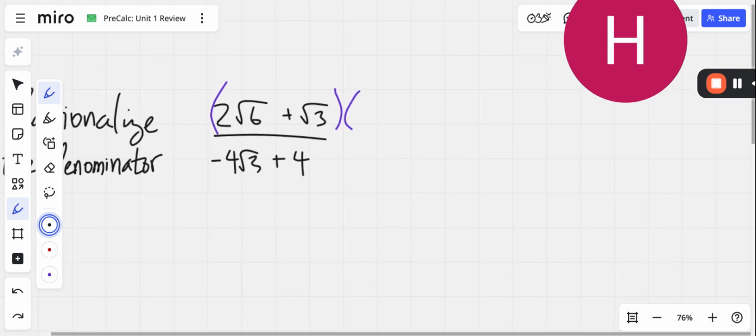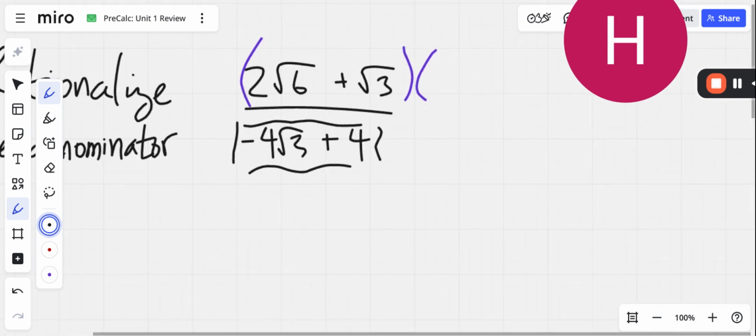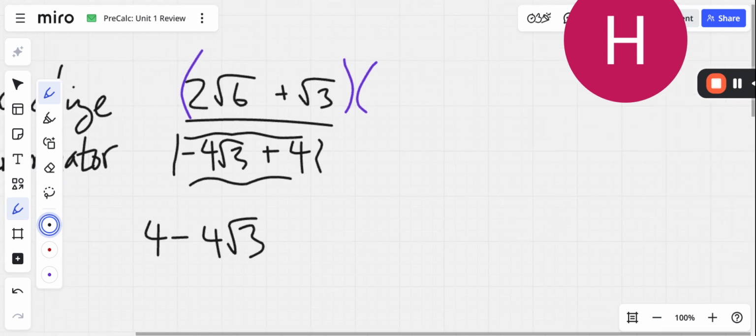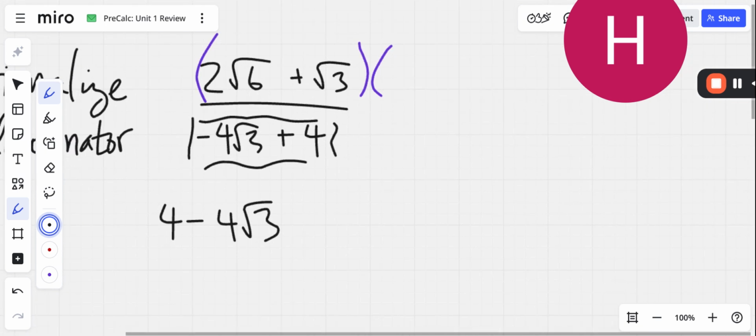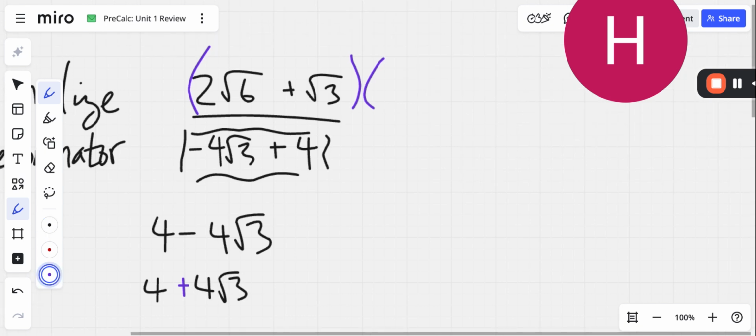So we have to take advantage of the conjugate. The conjugate of a radical expression is kind of like the evil twin, sort of like the opposite twin. So if we have 4 minus 4 square root of 3, it's kind of what this is, right? Then the conjugate would be 4 plus 4 square root of 3. Okay? And the reason why we want to multiply that, I'll show you why.